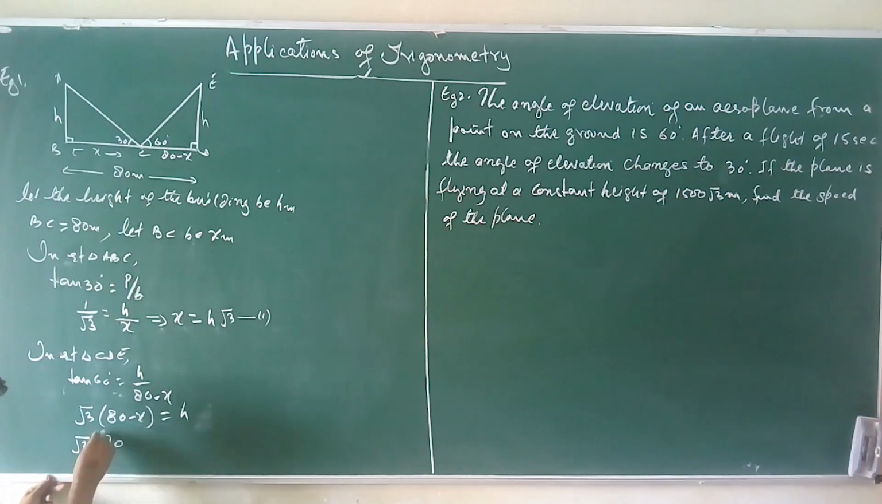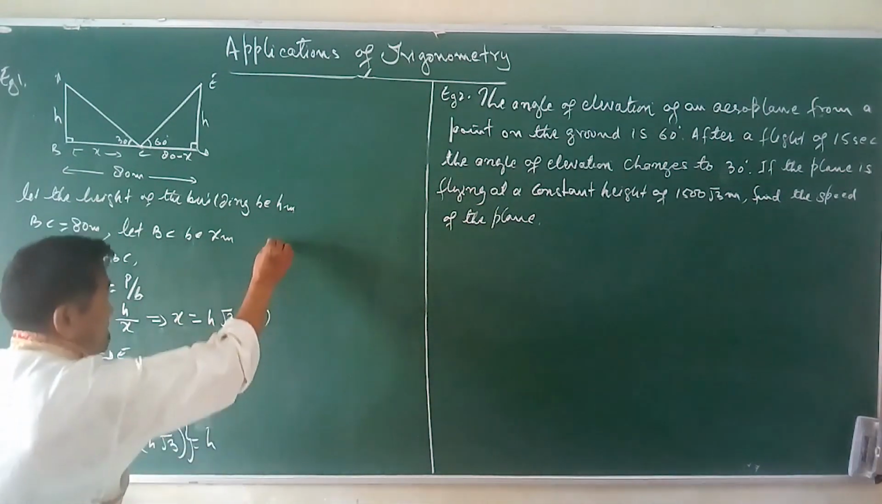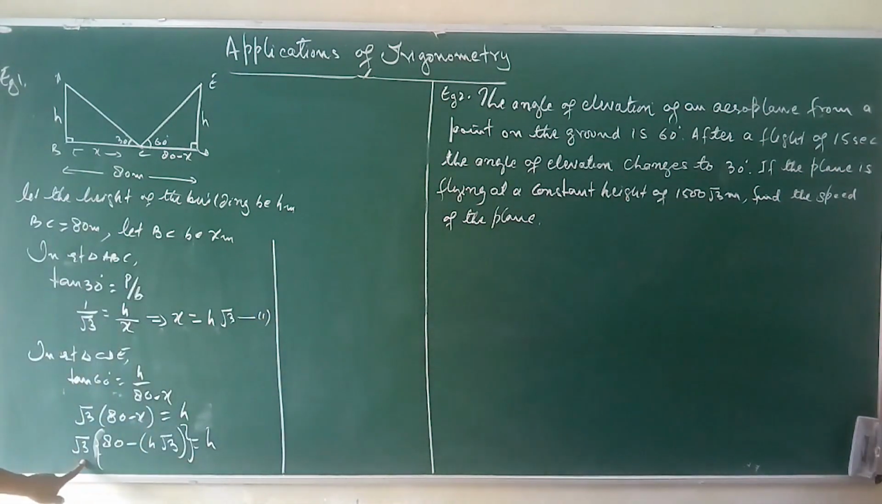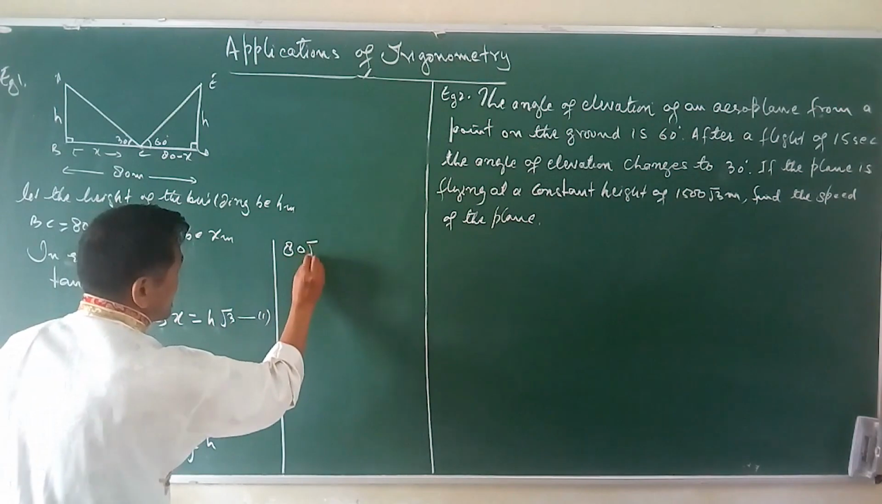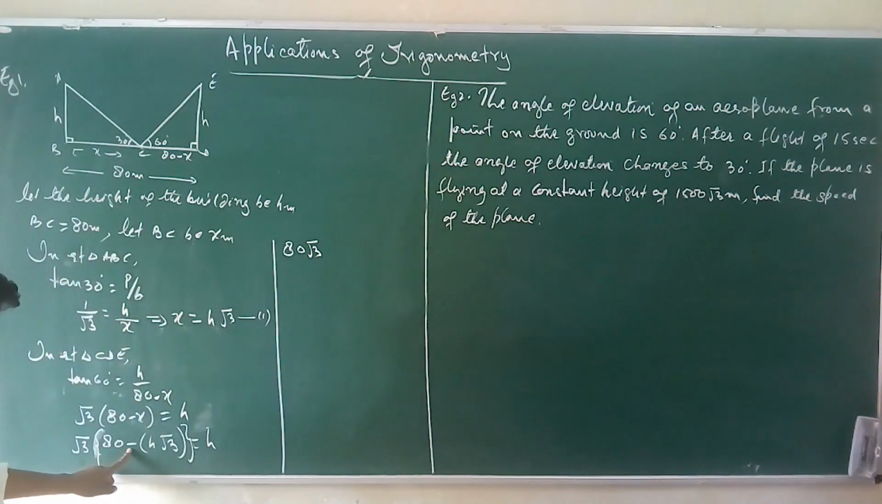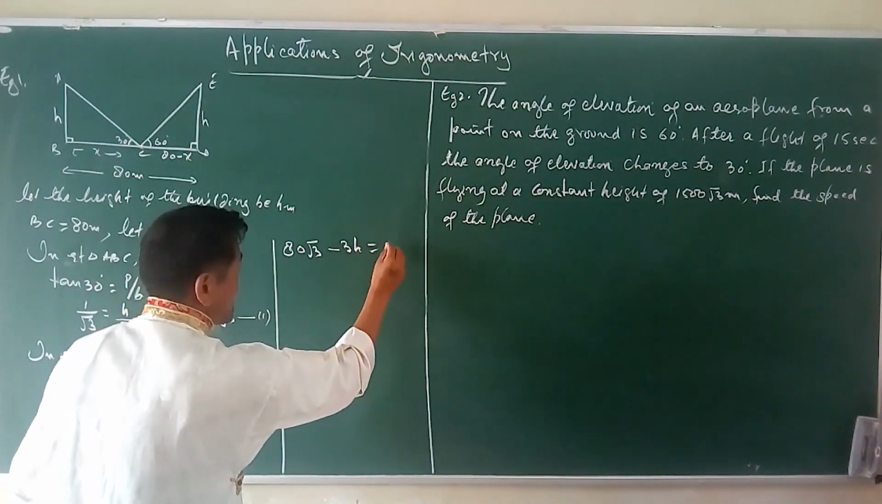So root of 3 into (80 minus x), equal to h. So 80 root of 3, then the bracket, root 3 into root 3 is 3, so negative 3h. Negative 3h equal to h.